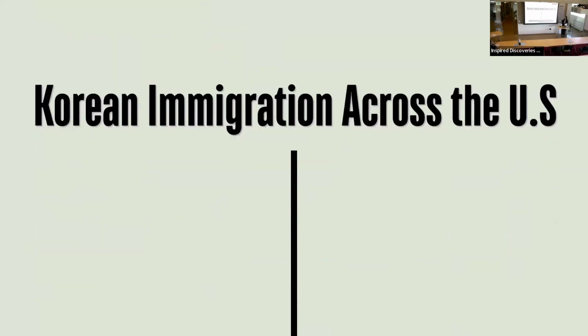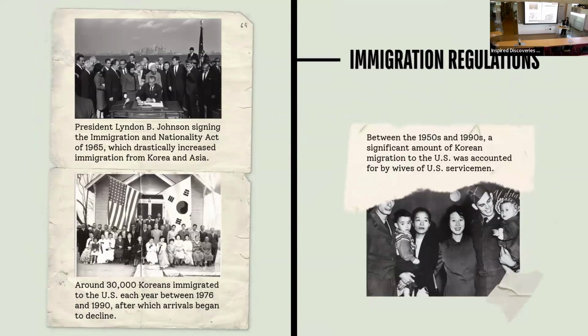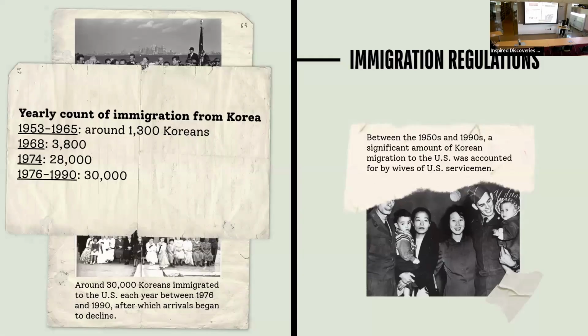Okay, so first, just a brief introduction to Korean immigration across the U.S. in general. It began in 1903 when Korean workers arrived in Hawaii to work on sugar plantations, but it remained very limited until the mid-20th century because there were a lot of anti-Asian immigration acts here in the U.S. The number of Korean immigrants increased significantly after the Immigration and Nationality Act of 1965, which ended the National Origins Quota System and prioritized family reunification and occupational skills. And you can see some numbers here. This is per year, so between 1976 and 1990, there were 30,000 Koreans coming each year.